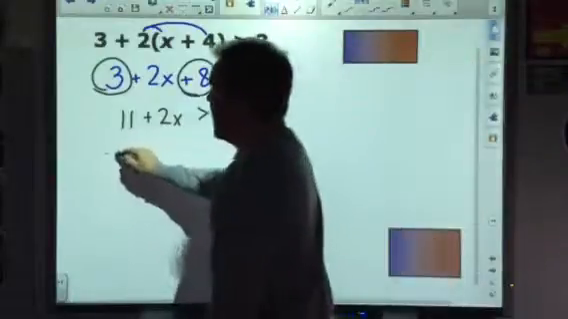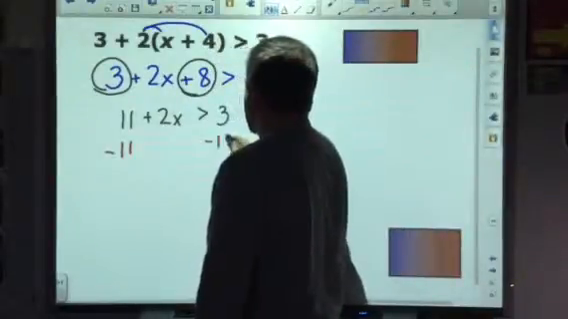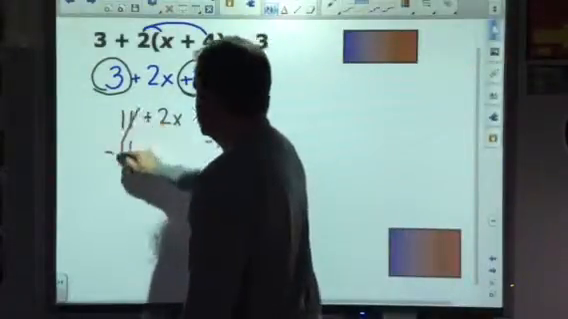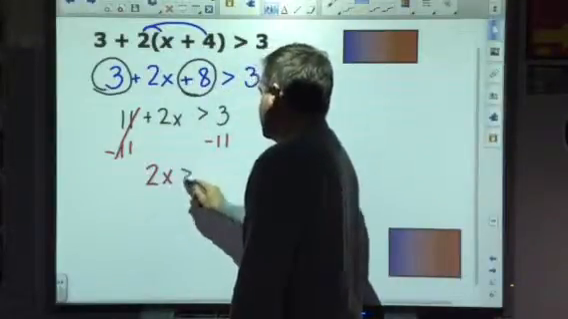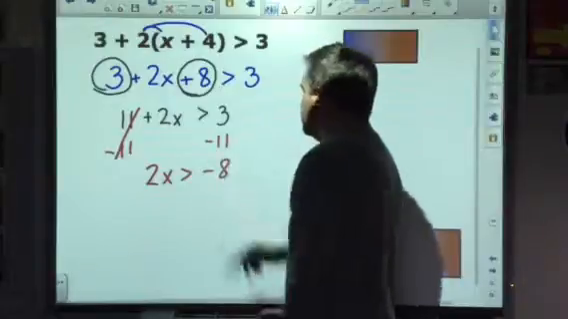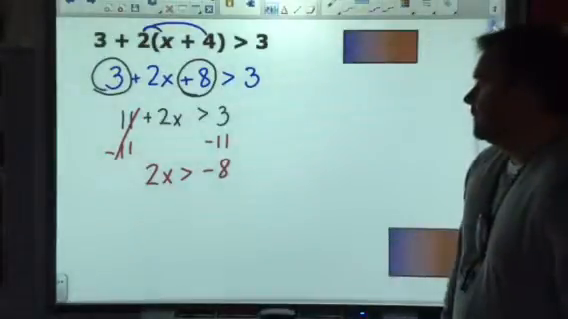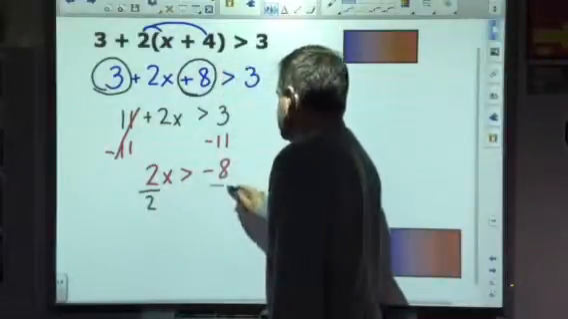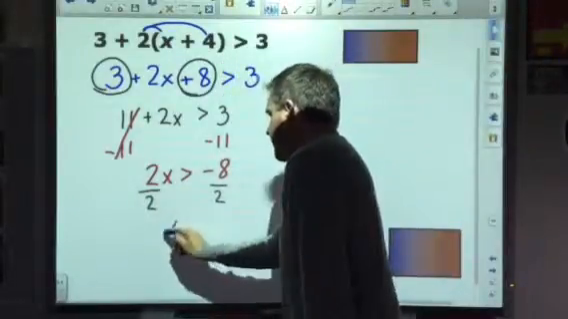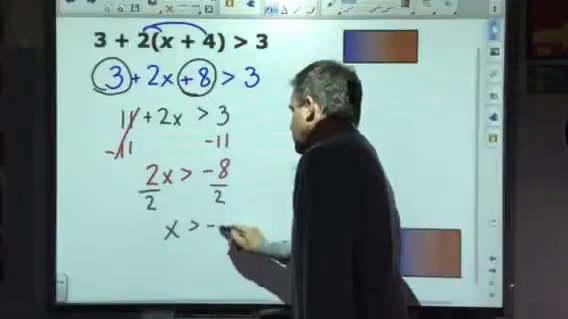I have to subtract 11 on both sides. Okay, those will cancel out. And I have 2x is greater than negative 8. Divide both sides by 2. Divide by 2. Divide by 2. And I get x is greater than negative 4.